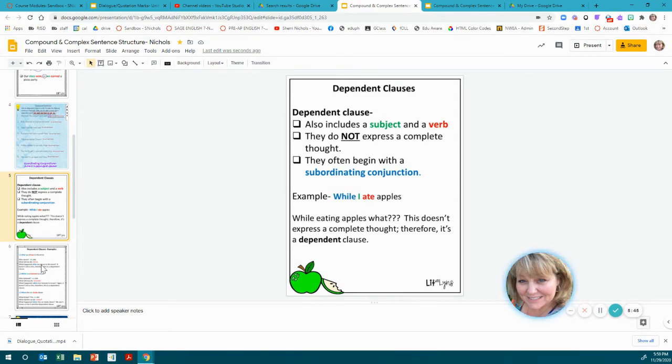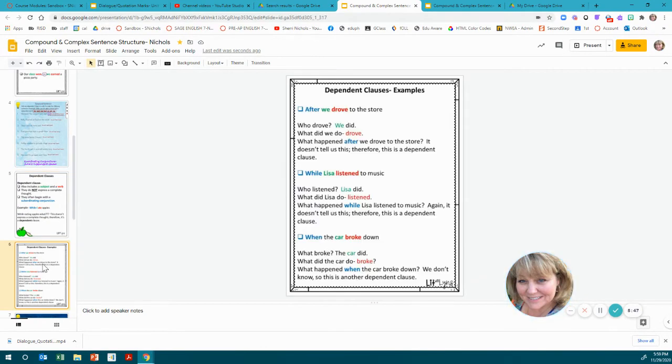And here are some examples of our dependent clause. After we drove to the store, who drove? We did. What did we do? Drove. What happened after we drove to the store? Well, it doesn't tell us this. Therefore, this is a dependent clause. And I'll let you read the rest of these on your own.